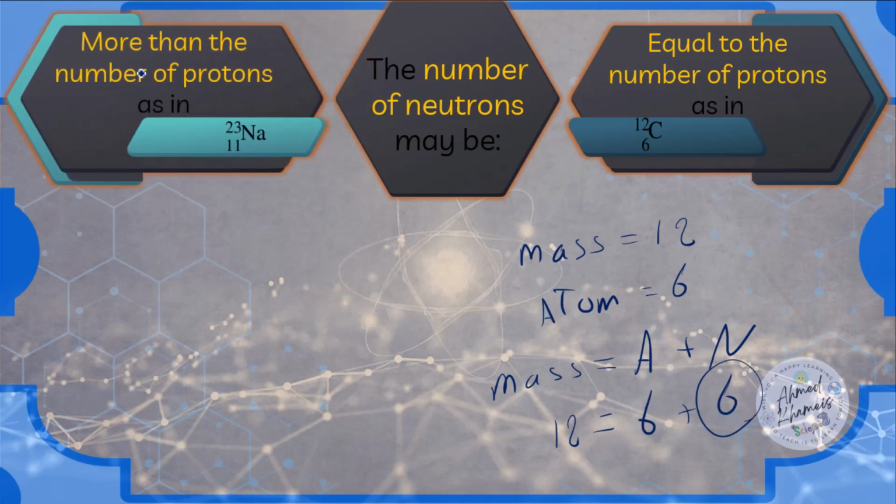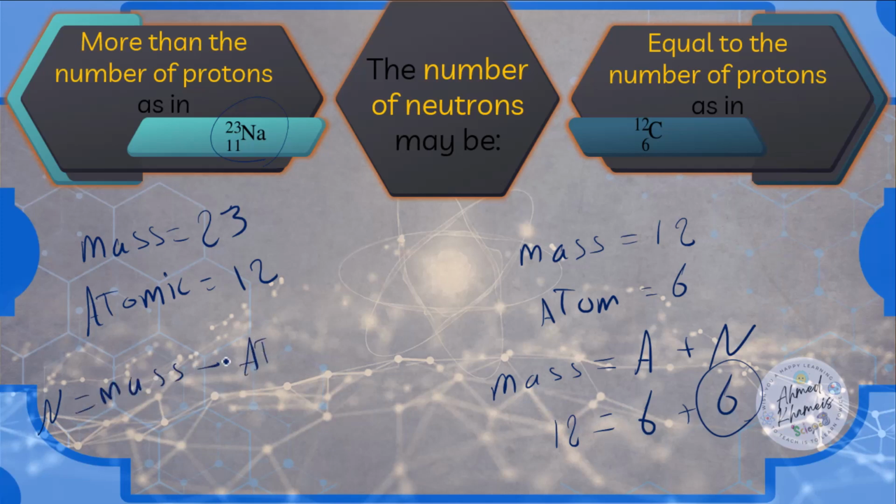Or the number of neutrons may be more than the number of protons, like sodium. So mass number of sodium equals 23. Atomic number of sodium equals 11, and the number of neutrons in sodium equals mass number minus atomic number, which is 23 minus 11, equals 12 neutrons.